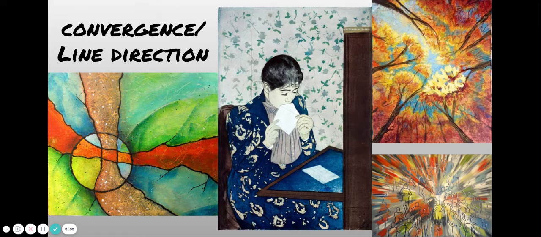The next thing is called convergence, and it's kind of a big word which really just means line direction. There are actually things in this art that are pointing your eye or directing your eye to the focal point. In these two examples over here, it's really obvious. I mean, the lines of the tree trunks are pointing you down. They are absolutely saying, hey, look at this area right here. This is what I want you to see.